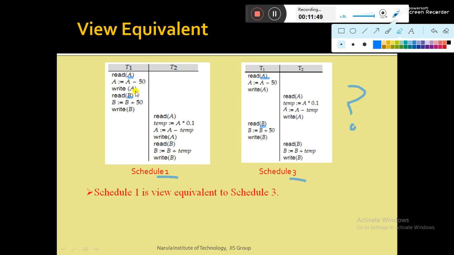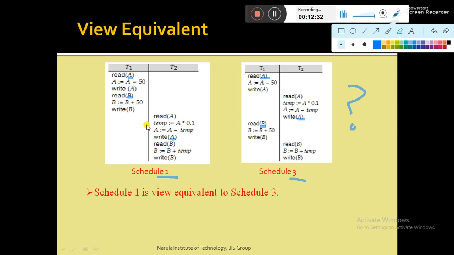So first consider the data item A. Which one is performing the final write operation on data item A? Here the write operation on A is performed by T1, but this is the final write operation on data item A, and the ultimate write operation on the data item A is performed by T2. Let's check whether this is also happening in schedule 3 or not. This is the write A operation, and the final write A operation is done by T2. So A is finally written by T2, here also A is finally written by T2, in both the schedules.